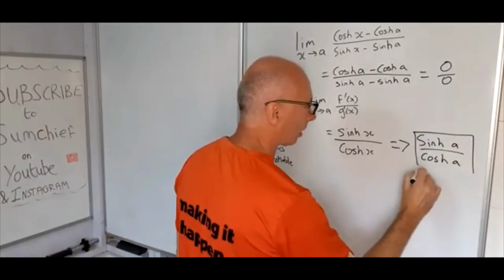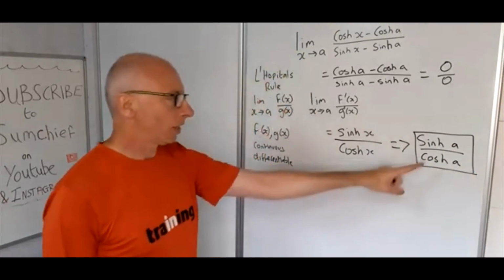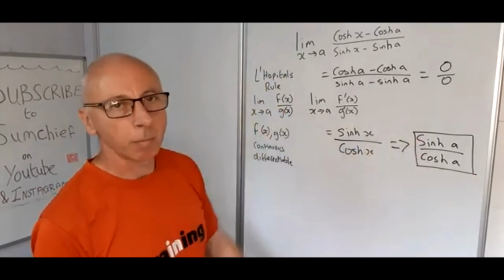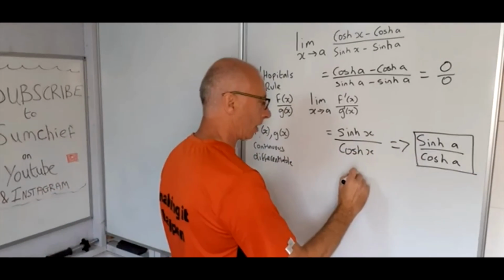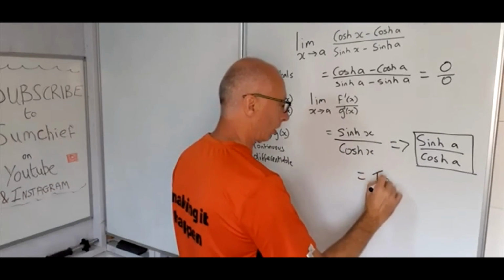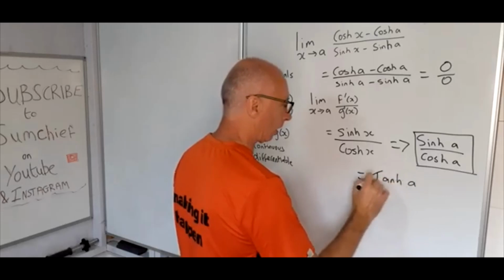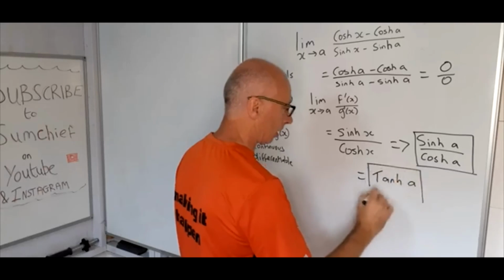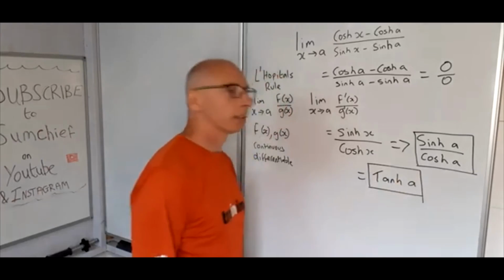But we can do better than that. Obviously this is now the hyperbolic tangent. So it equals tanh of a. That is our answer.